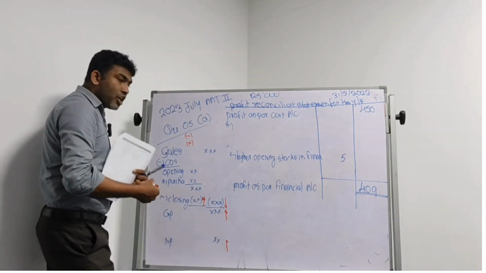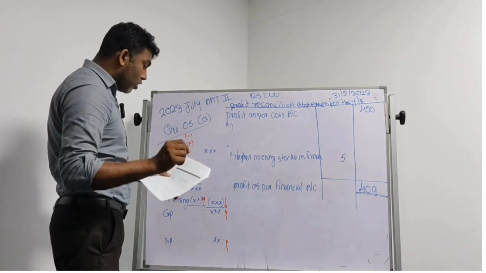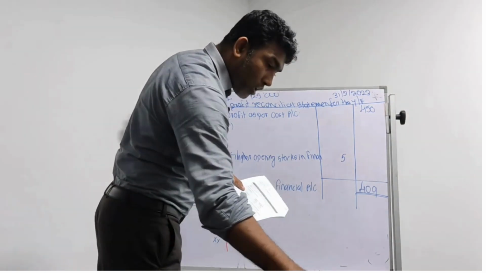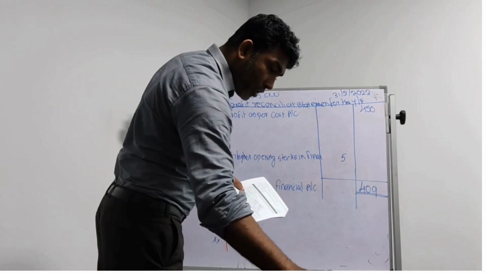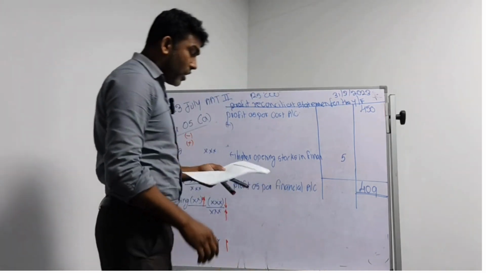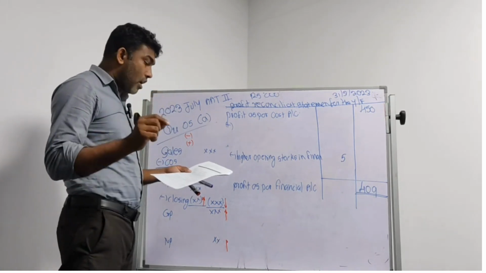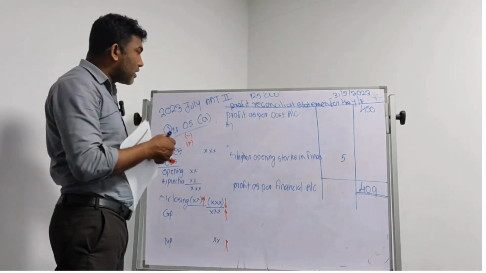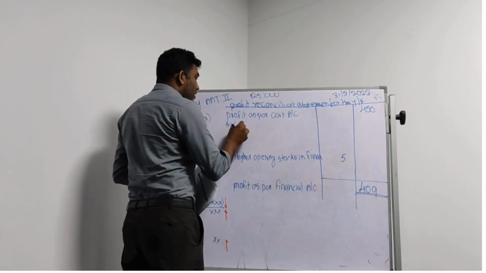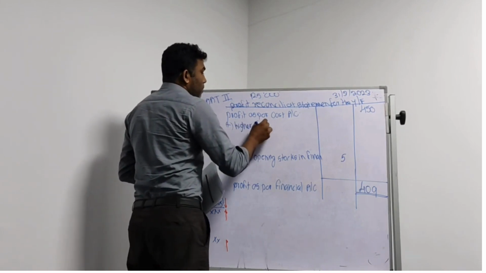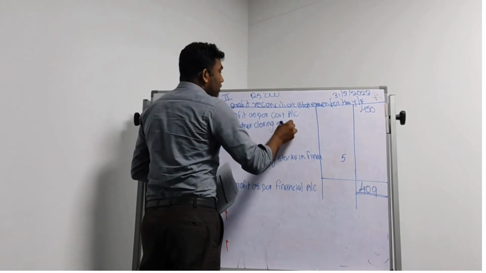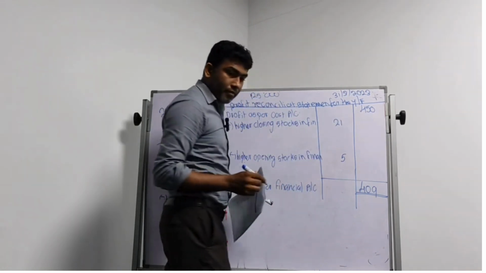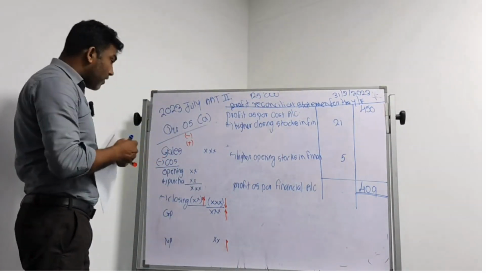Higher gross profit means higher net profit. Then the financial accounting has considered a higher closing stock. That means they are having a higher profit margin. How much is the gap? 122,500 minus 143,500. The gap is 21. So the financial accounts are having higher closing stock, meaning their profit is high. So I must add here: higher closing stocks in financial accounting. The gap is 21. Right? So this is very important for you all.